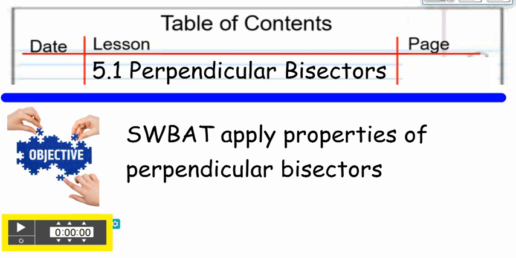Lesson 5.1, Perpendicular Bisectors. Your goal for today is to be able to apply properties of perpendicular bisectors. So take a moment, please pause the video and write down your objective and your title in your table of contents.